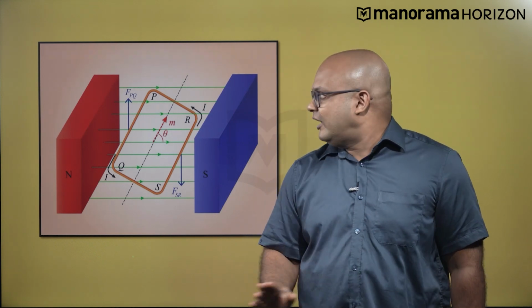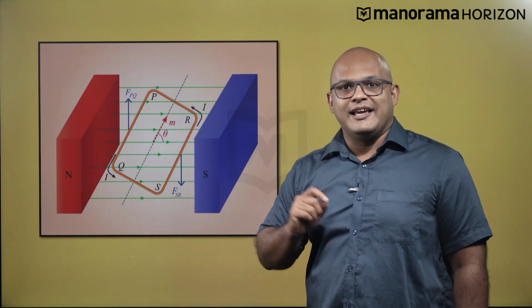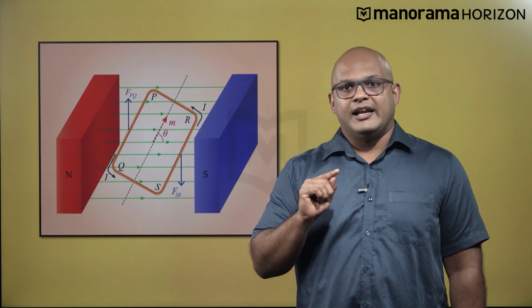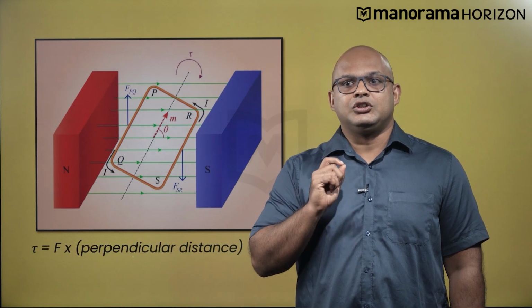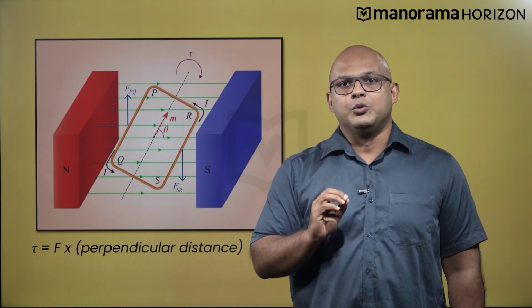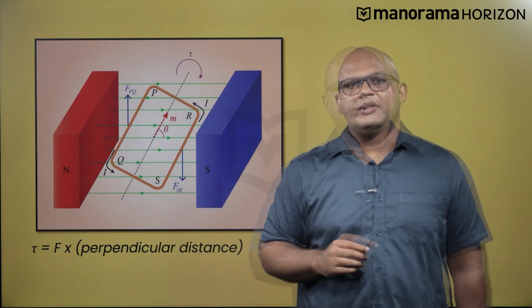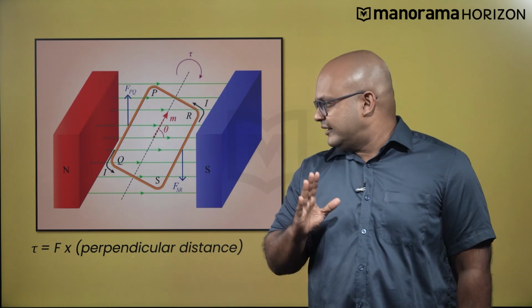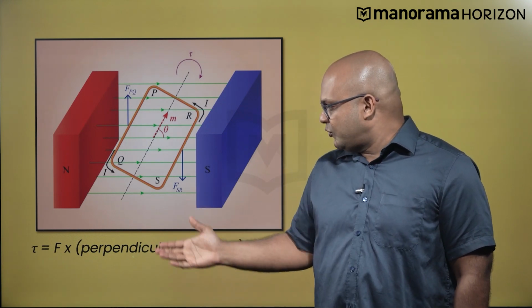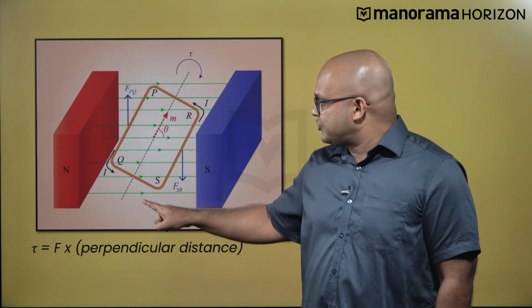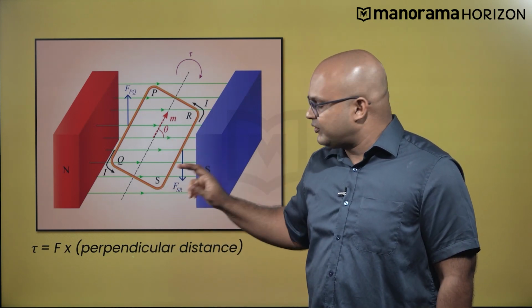The forces on the arms PQ and RS are not in the same line of action, and as a result, there is a torque tau generated due to this mismatch, and this is in the clockwise direction. Now, the torque generated by the system can be given as force multiplied by perpendicular distance, and that perpendicular distance is the distance from the axis to this arm.